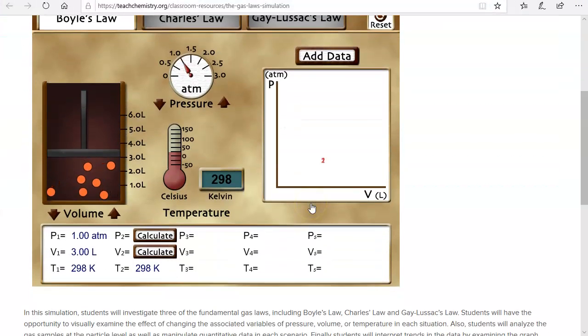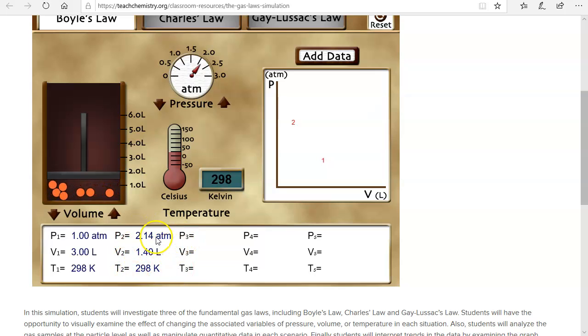If we look at Boyle's law, we see here there's gas molecules running around randomly. If I increase the volume, you see that the pressure goes down. But if I push the piston inward and decrease the volume, you see over here how the pressure goes up as the volume goes down. You can also look at the values here and figure out how they're changing as well.